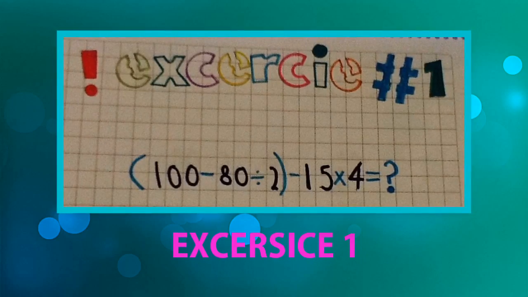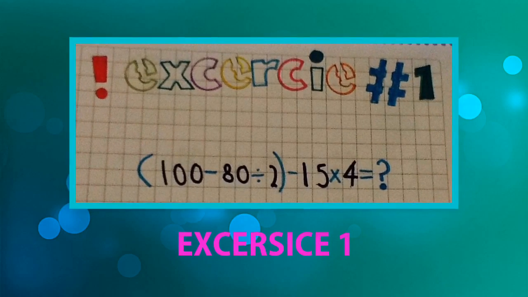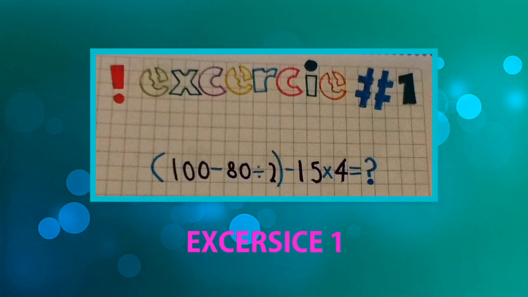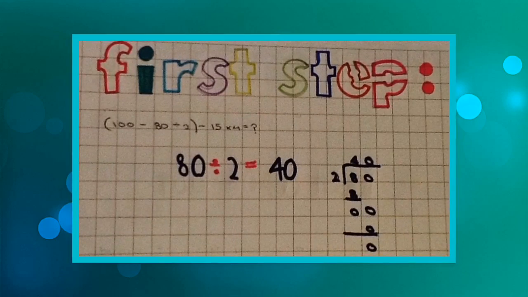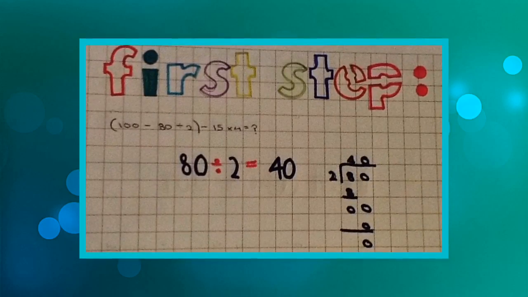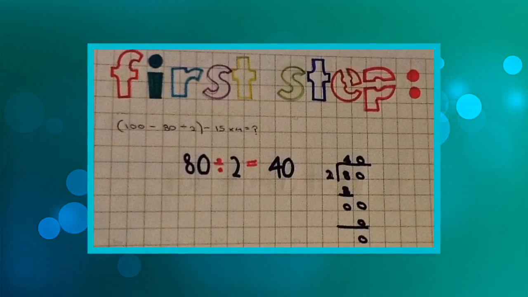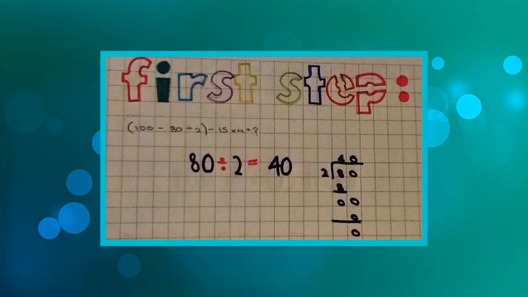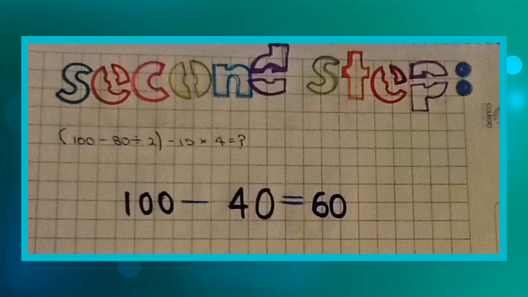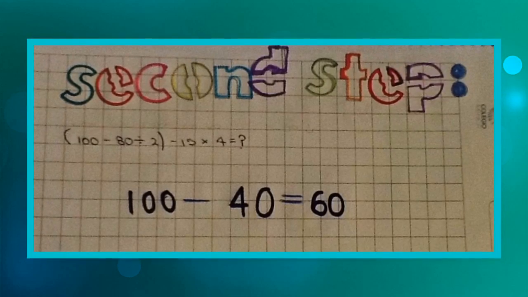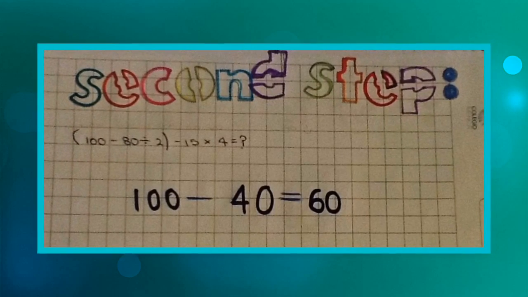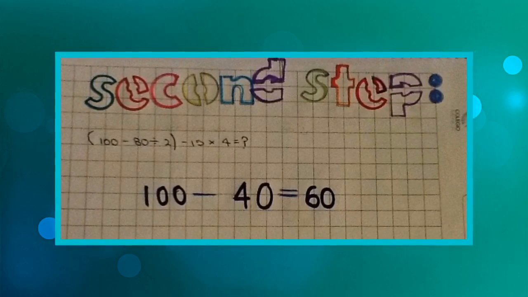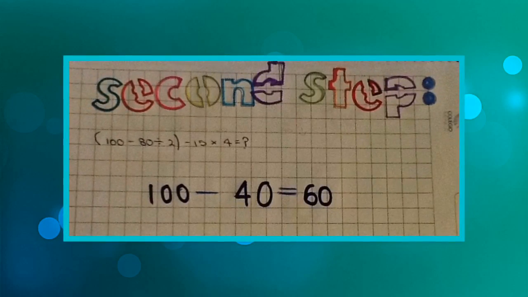This is exercise number 1, that is 100 minus 80 divided by 2 minus 15 times 4 that equals. The first step is to do 80 divided by 2 that equals 40 because 80 divided by 2 is in parentheses and because the division goes first and then the subtraction. The second step is to do 100 minus 40 because 100 is left in the parentheses and the 40 is from the first step, that is 60.